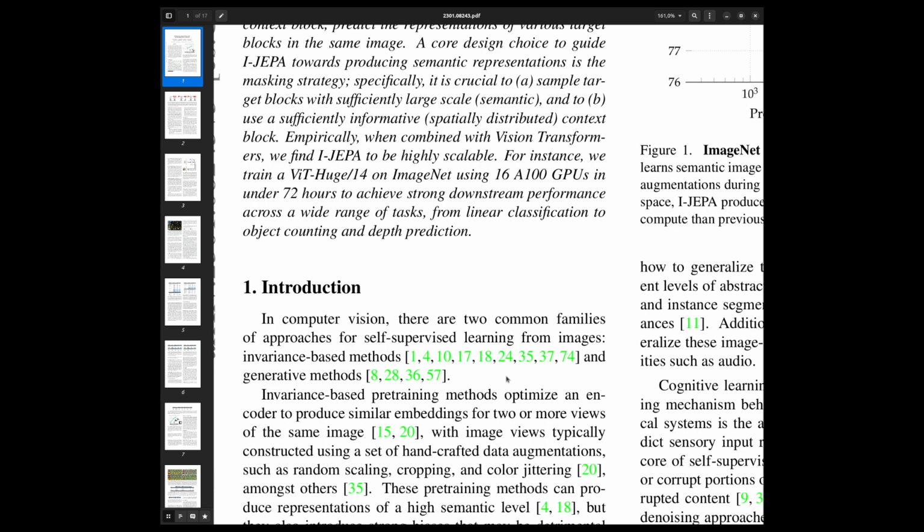Like with DINO and BYOL, you basically take an image, you create two views using data augmentation, and you have two networks. One is the one that you train, and one is, I think it was called a lagged representation of the other. It contains an exponential moving average of the weights of the model, and you're basically trying to match the embeddings, the representations.